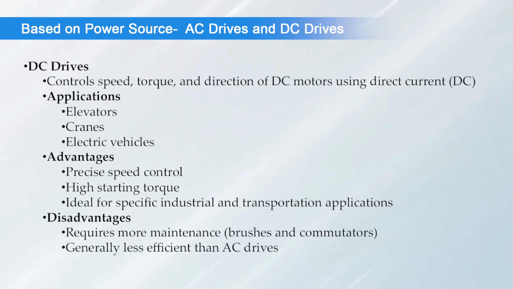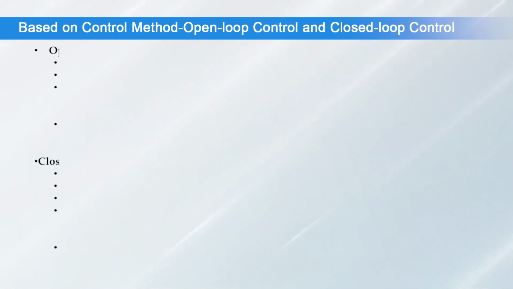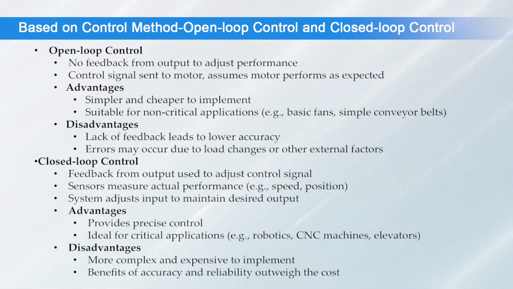If we look at the advantages, DC drives offer precise speed control and high starting torque, making them ideal for specific industrial and transportation applications. And talking of disadvantages, they require more maintenance due to the presence of brushes and commutators and are generally less efficient than AC drives. Drives are also classified as open loop and closed loop based on the control method.